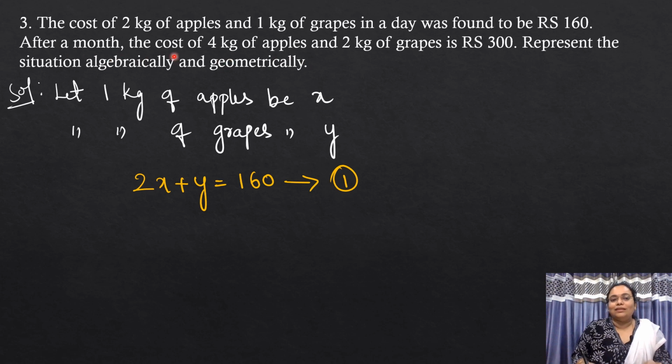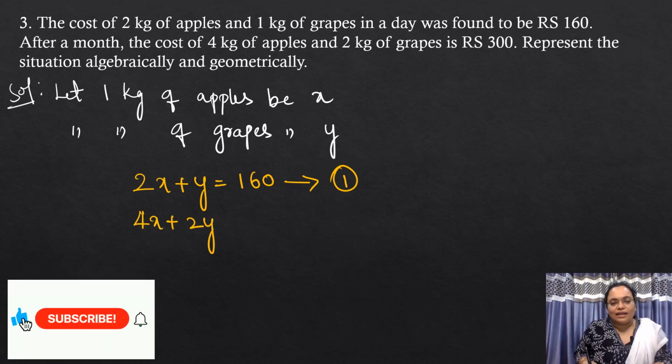The cost of 4 kg apples and 2 kg grapes is rupees 300. The cost of 1 kg apple is x, so the cost of 4 kg apples is 4x. The cost of 1 kg grapes is y, so the cost of 2 kg grapes is 2y. So 4x plus 2y is equal to 300.